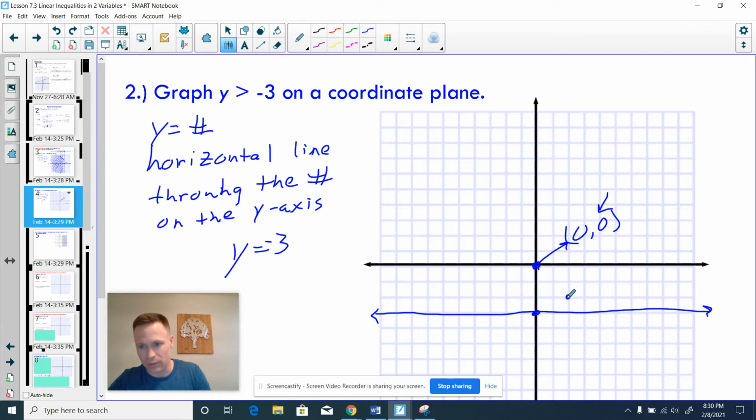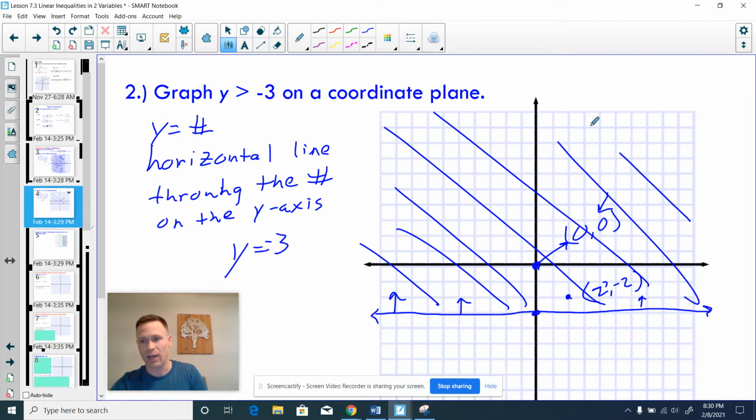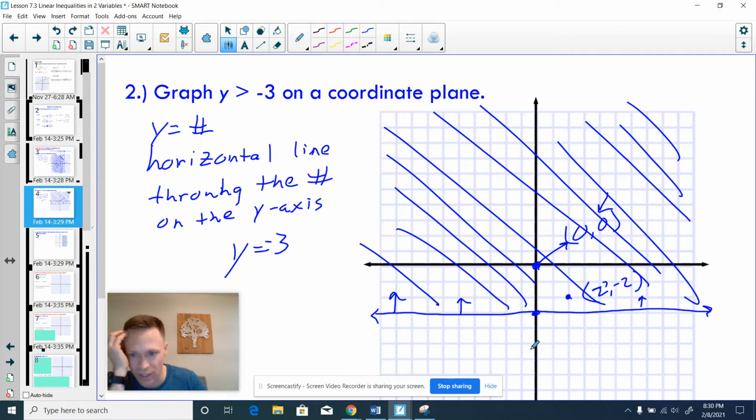I can test another point and say this is the point 2, negative 2, right? Well, is negative 2 greater than negative 3? Yes, it also is, right? So that leads me to believe that all of our answers are above this line. And so for that reason, we are going to shade everything above that line. Okay? And we just tested it. And we can also test the other side and say, like, this is the point 0, negative 5. Well, negative 5 is not greater than negative 3, so it's not a solution, so it doesn't check out, right?